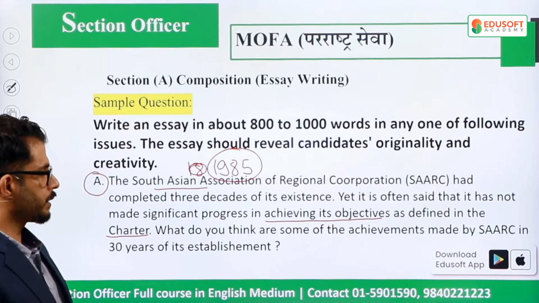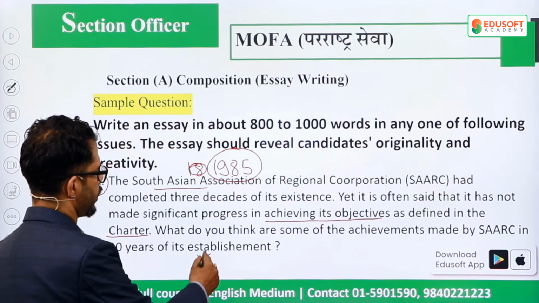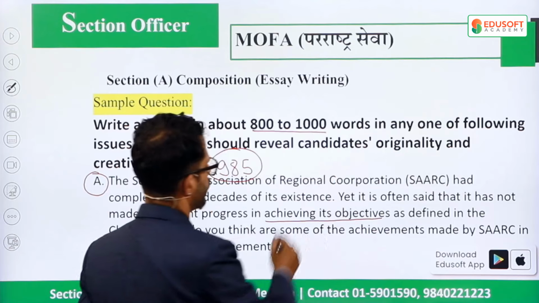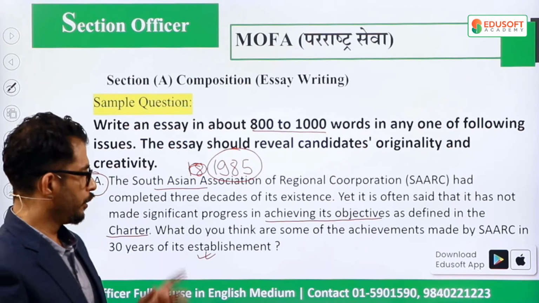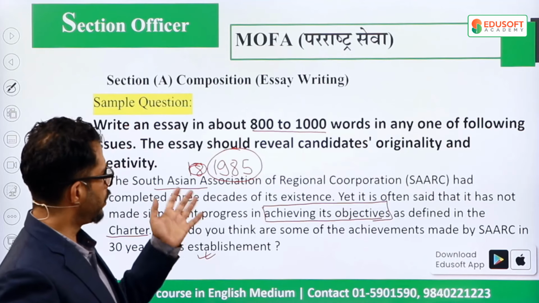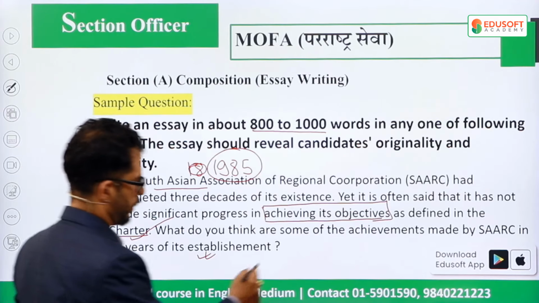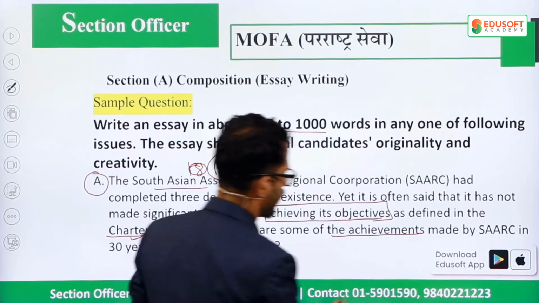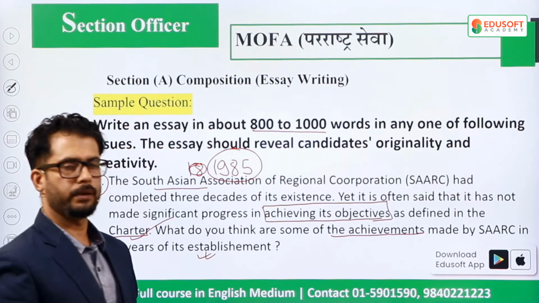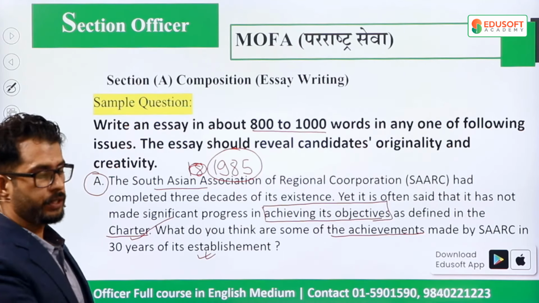Now, what do you think are some of the achievements made by SAARC in 30 years of its establishment? This is a question which you need to answer, right? And within 800 to 1000 words. About how to answer, you need to know that the answer is given already. What are its objectives? You need to know. What are the objectives of SAARC, and where are the objectives mentioned in the charter, and after its establishment in 30 years or 40 years, how many achievements it had made so far. So this is how you need to know. You are not going to write it's a failure, but you are going to write some of the achievements within this time. You need to know the question also.